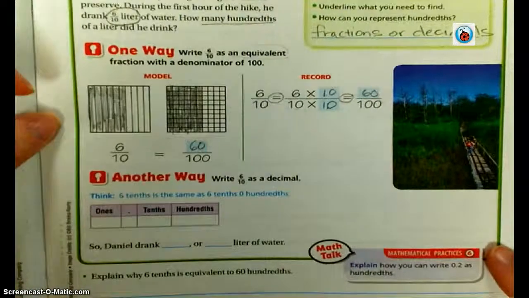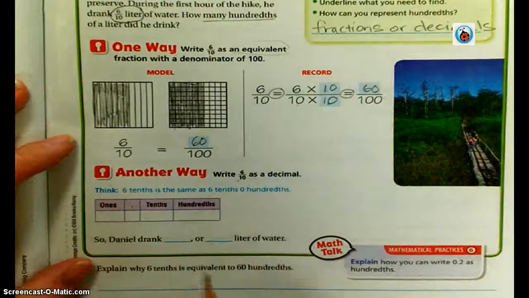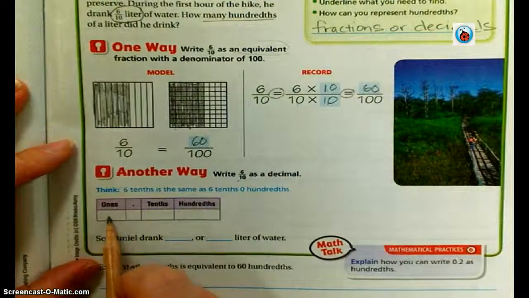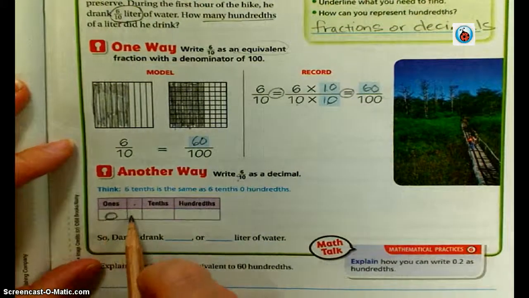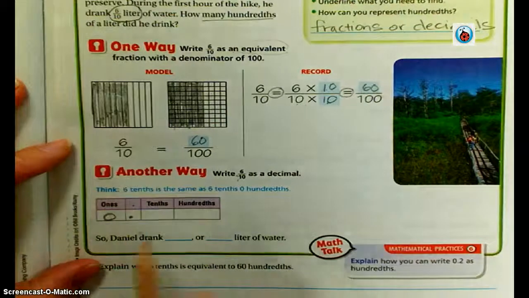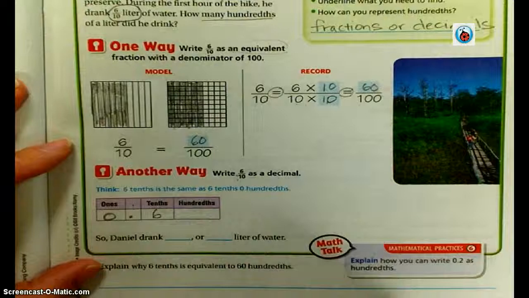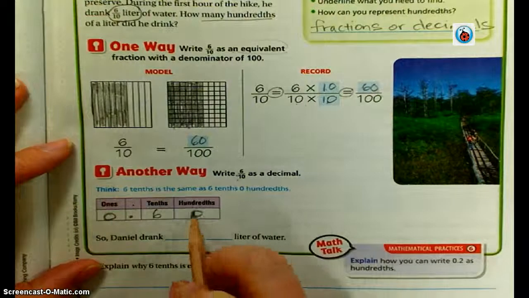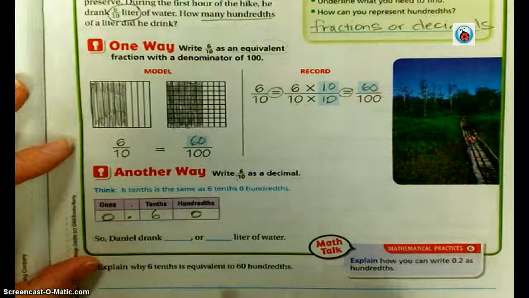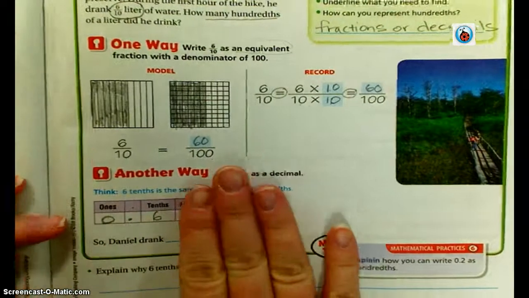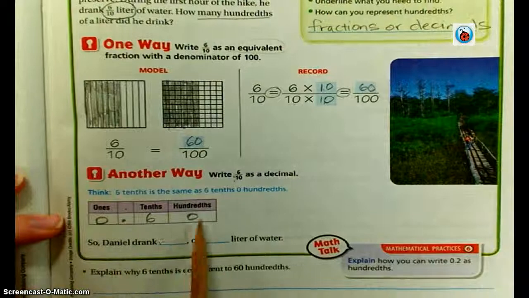Now I'm going to try it as a decimal. I'm going to write 6/10 as a decimal. If I have 6/10, I don't have a whole number in my fraction, so that's 0 in the ones place. Put my decimal down, and then in the tenths place I should have a 6. Do I have any hundredths? No, I'm going to leave it blank, or I could put a 0 there. If I read it without the 0, it's read 6/10. If I add the 0, it's read 60 hundredths.